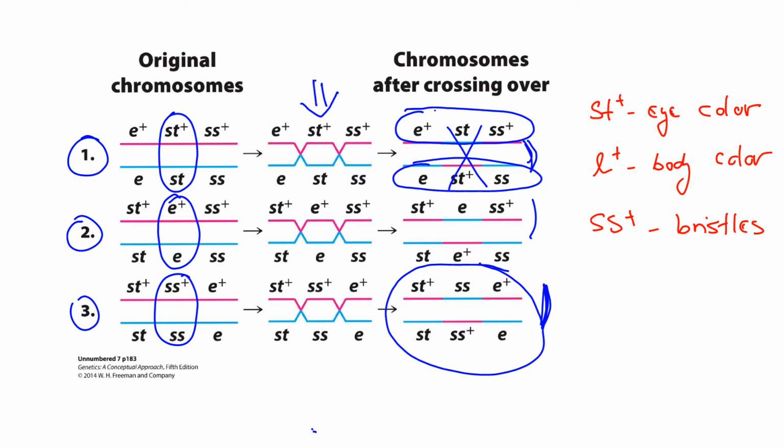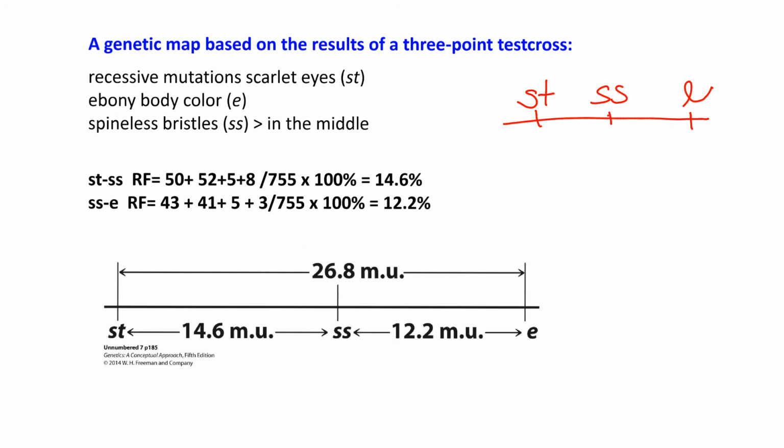So once you determine position, meaning which gene is in the middle, you can calculate recombination frequencies and construct the genetic map. What you have to do first is calculate recombination frequency between genes ST and SS, and afterwards between genes SS and E. And how do you do the calculation? You remember we calculate recombination frequency as the ratio of recombinants divided by the total number, multiplied by 100%.